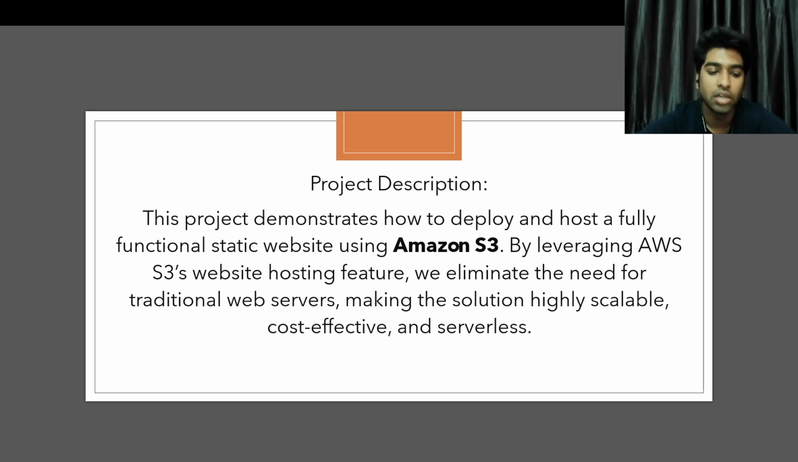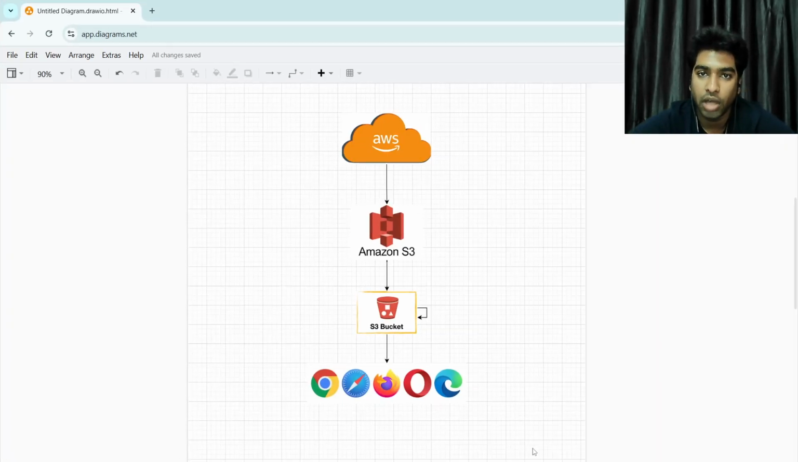So, let's get started. Before going to the actual process, I'll give you a brief explanation of how this process works. First of all, we'll go to our AWS Cloud Console. After that, we'll go to Amazon S3. In Amazon S3, we create an S3 bucket. After creating an S3 bucket, we'll add all our project files. After adding the project files, we'll launch that bucket. Then we'll get an endpoint. If we paste that endpoint in any browser, from there we can host our static website.